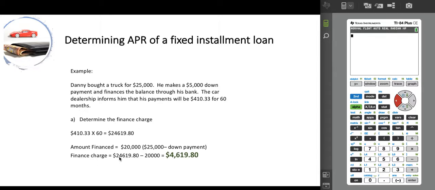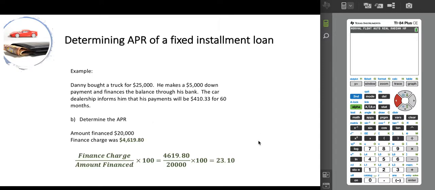So the finance charges, to calculate those, we're going to take the amount that he pays after he makes every one of his payments and subtract the amount he borrowed. So the finance charges, the cost of borrowing the money, is $4,619.80. Notice the more you're borrowing, the more you're being charged, right? So that's the finance charge. Okay, let's look at the second part of this question.